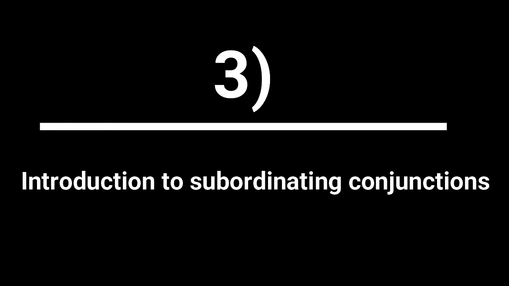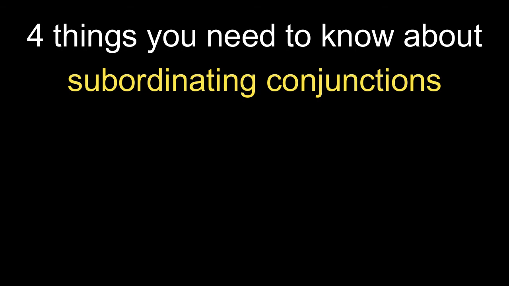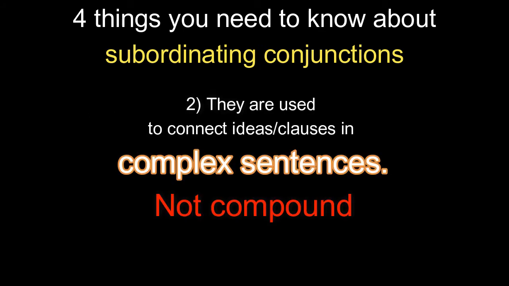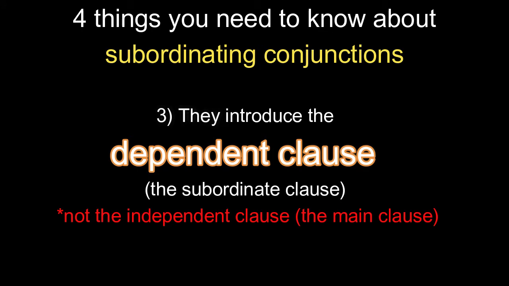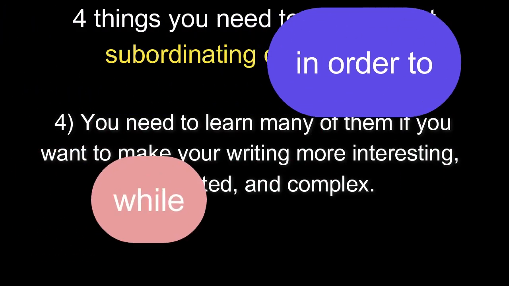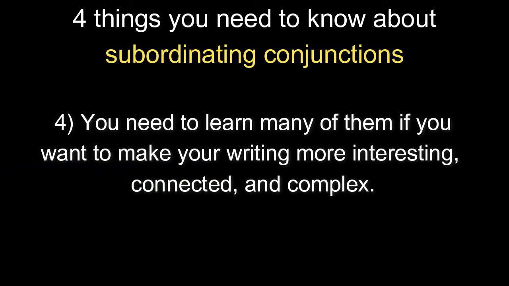I'm going to give you an introduction to subordinating conjunctions because they're very important. First, I'm going to tell you 4 things you need to know about subordinating conjunctions. 1, they are connectors, okay? Very important. They are connectors. 2, subordinating conjunctions are used to connect ideas or clauses in complex sentences. Okay, not compound, complex. 3, subordinating conjunctions introduce the dependent clause. We also call this the subordinate clause. They are not used to introduce the independent clause. And we also call this the main clause. Number 4, you need to learn many of them if you want to make your writing more interesting, connected, and complex. And that's why you are doing this course.